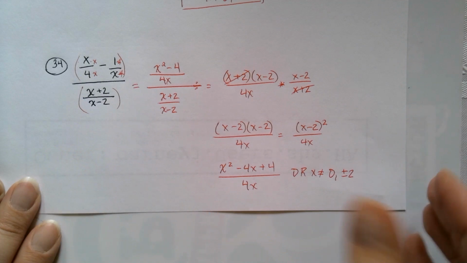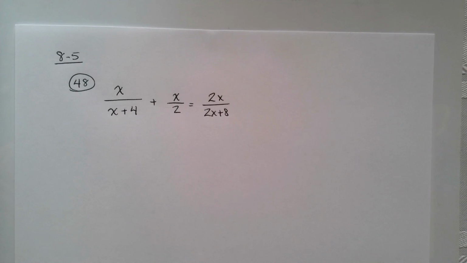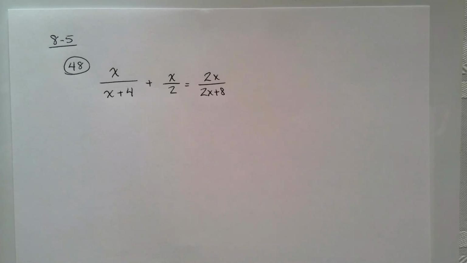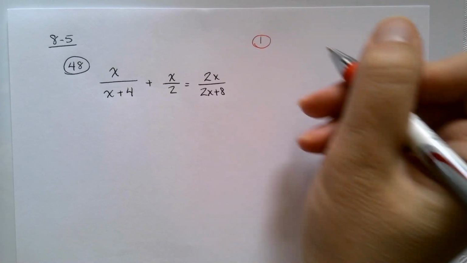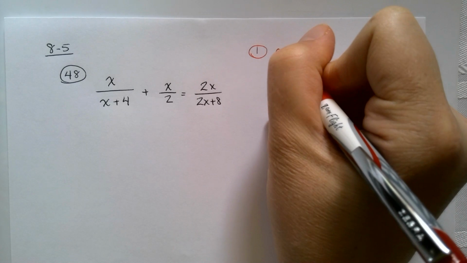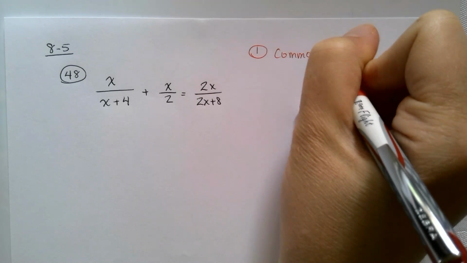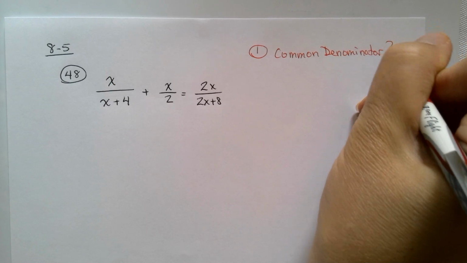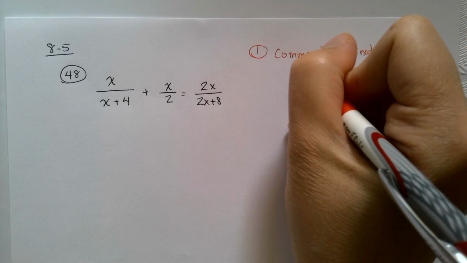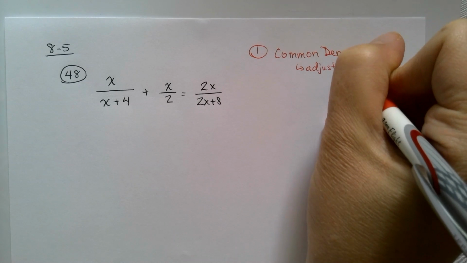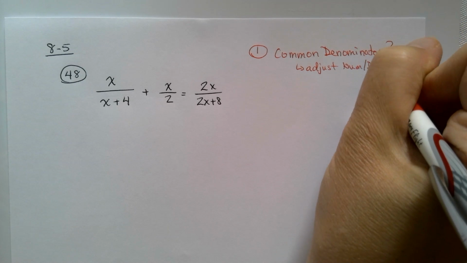All right, one more problem, and it gets into section 8.5, and 8.5 was solving rational equations. So I have two things I always think about. Thing one, if you want to quote Dr. Seuss, thing one is, do I have a common denominator? Okay, if I don't have a common denominator, I want to build one. So do I have a common denominator? And don't forget to adjust numerator and denominator. That's the first thing.